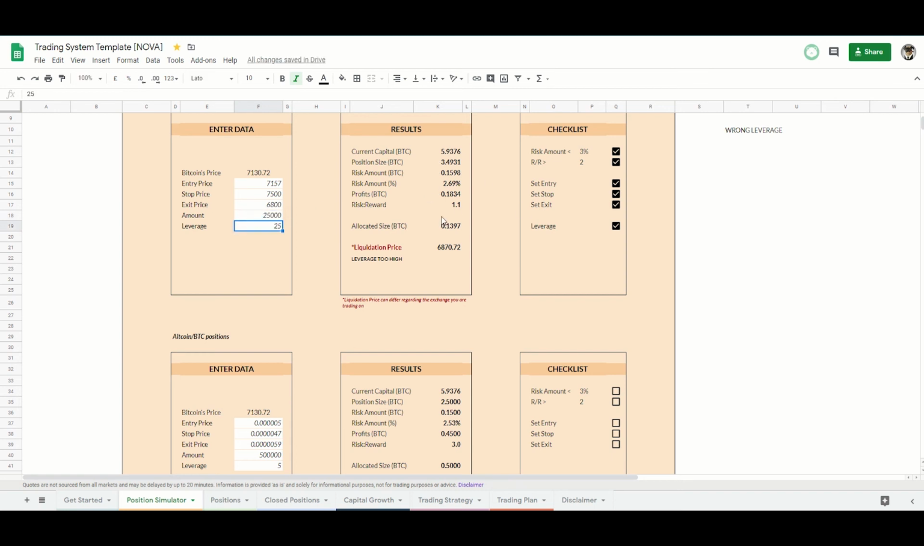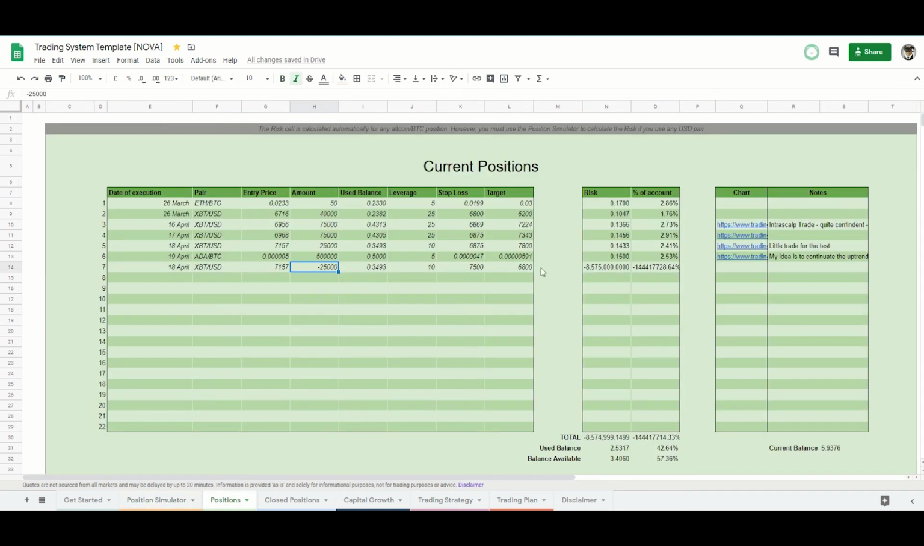So the risk reward ratio is not really good, but it's just for the record. Here I'm going to take this and paste it on this cell, and it's going to calculate automatically the percentage of account that is risked in this trade. Then I'm going to paste the chart and the notes.